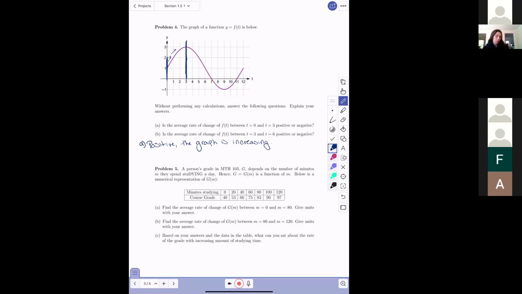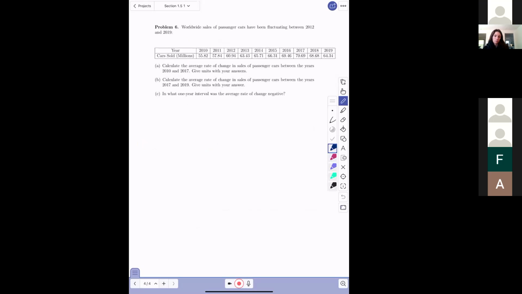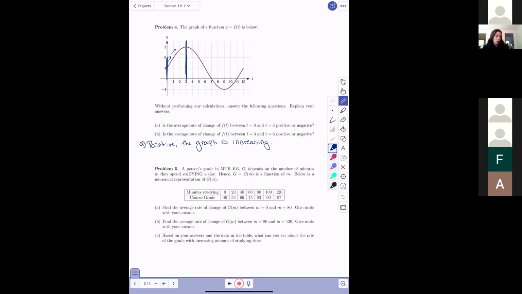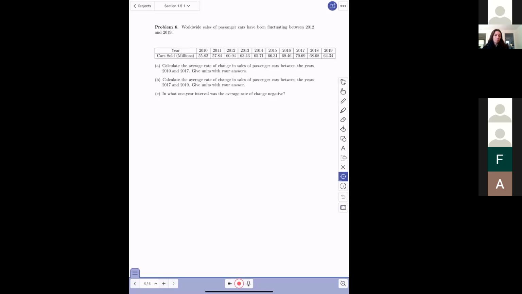Okay, problem 5 is about studying for this class. I'm going to let you do that one on your own, but we are going to do problem 6 together. No, you don't have to draw that out. All you need to do for this is state if it's positive or negative and why, and the why is because the graph is increasing. No need to redraw the graph. Okay, problem 6.